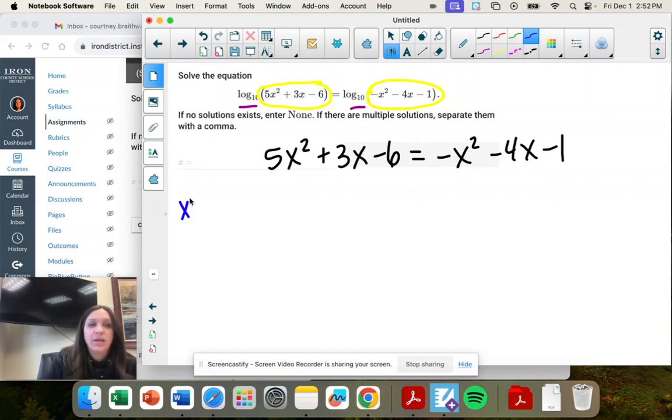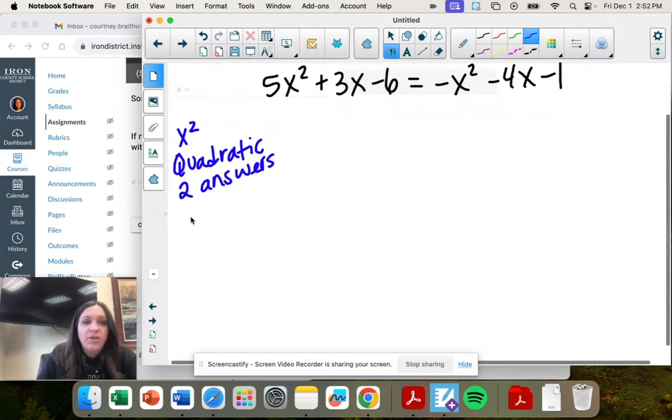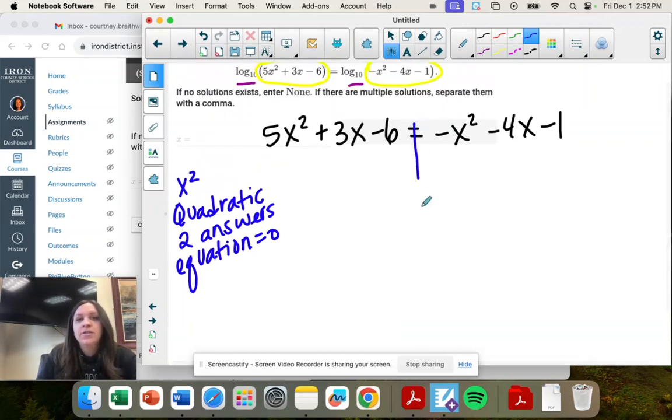X squared means quadratic. Quadratic means two answers. That's why it mentions if there are multiple solutions. So that means in order to solve, you have to get the equation equal to 0. So I'm going to start by bringing everything over here. See, I'm doing the opposite sign. I'm moving it over here.